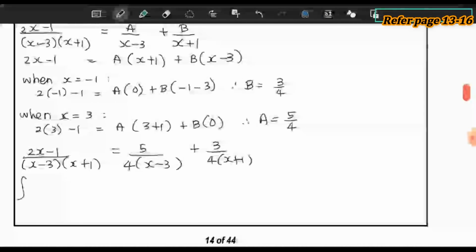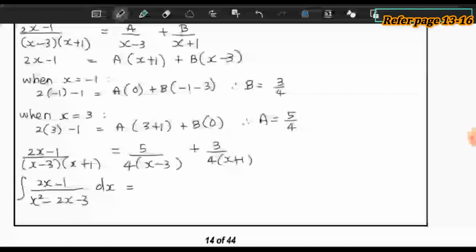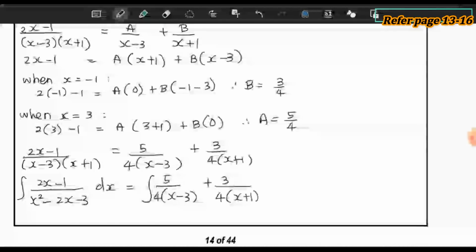Therefore, the integration of 2x minus 1 over x squared minus 2x minus 3 dx equal to integrate 5 over 4 times x minus 3 plus 3 over 4 times x plus 1 dx equal to 5 over 4 ln x minus 3 plus 3 over 4 ln x plus 1 plus c.